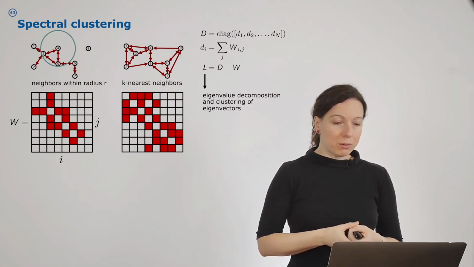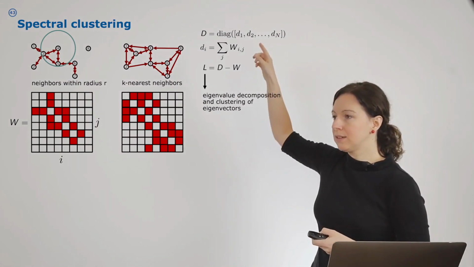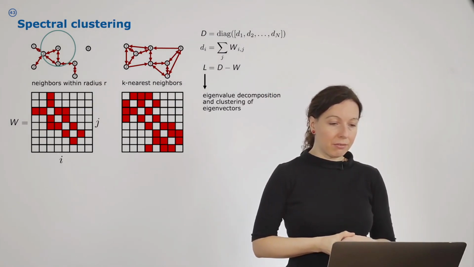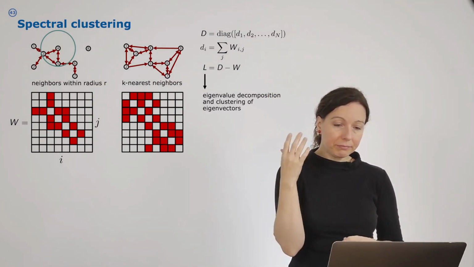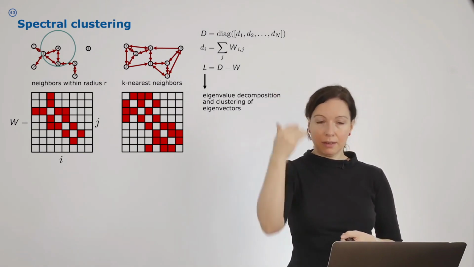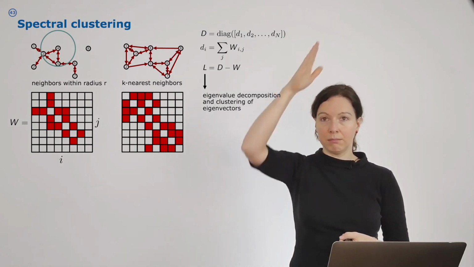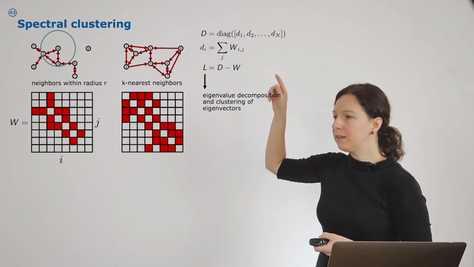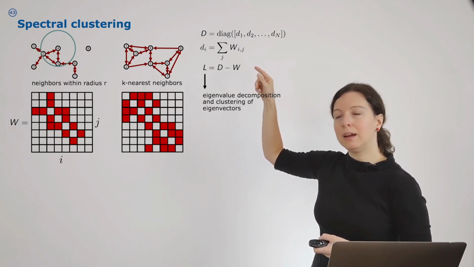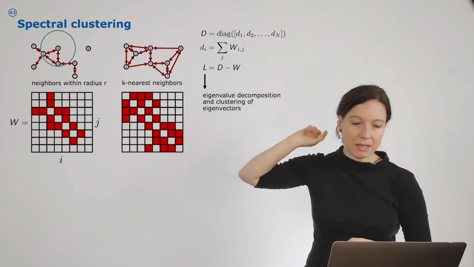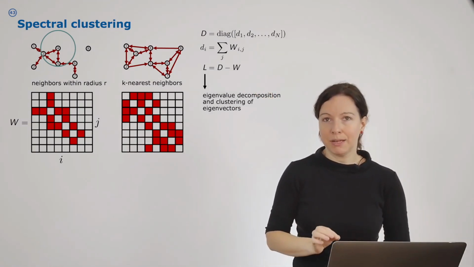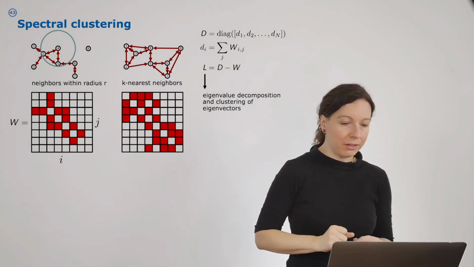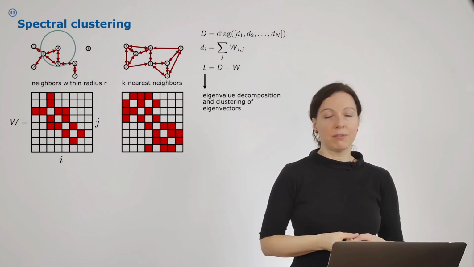Then what we need for spectral clustering is a diagonal matrix. This diagonal matrix is derived by summing W over all rows, and you take this as a diagonal matrix. If we take the difference between the diagonal matrix and the similarity matrix, we get the Laplace matrix. Based on this Laplace matrix, we make an eigenvalue decomposition and cluster the eigenvectors.